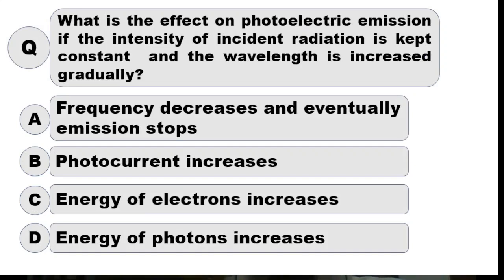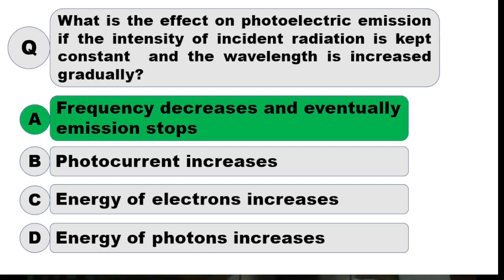What is the effect on photoelectric emission if the intensity of incident radiation is kept constant and the wavelength is increased gradually? A. Frequency decreases and eventually emission stops, B. Photocurrent increases, C. Energy of electrons increases, D. Energy of photons increases. The right option is option A, frequency decreases and eventually emission stops.